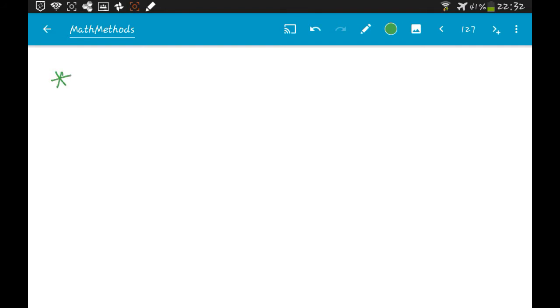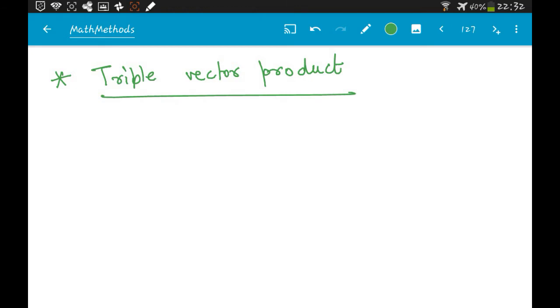So now let's look at another kind of triple product, which is the triple vector product. Okay, so what is a triple vector product? You can now guess. It is going to be A cross B cross C. Alright, so this is your triple vector product. So now let's look at it.